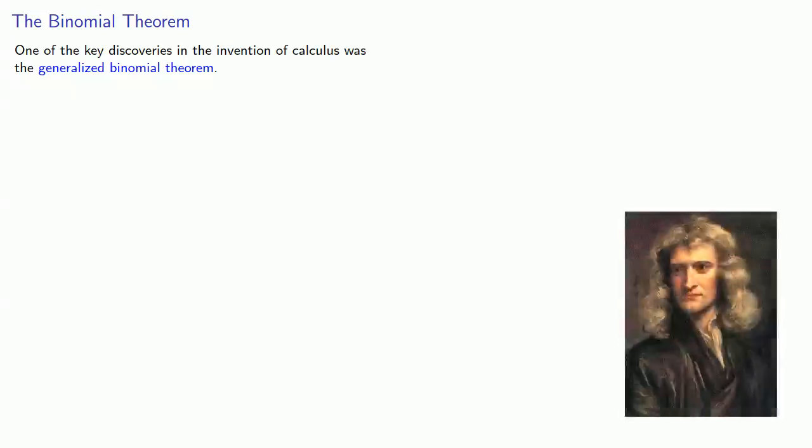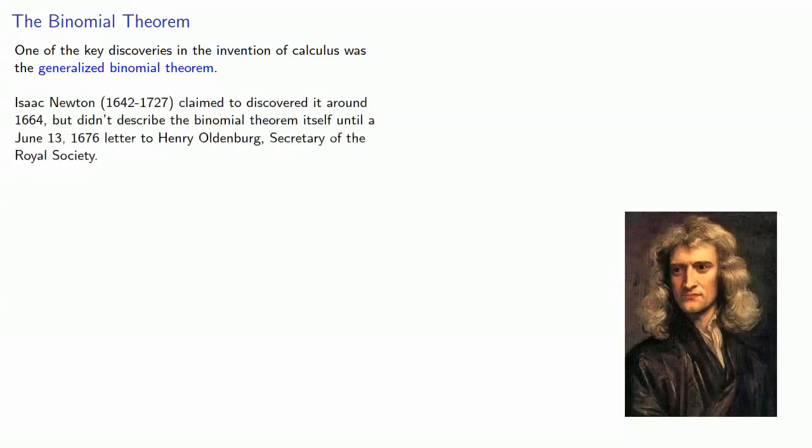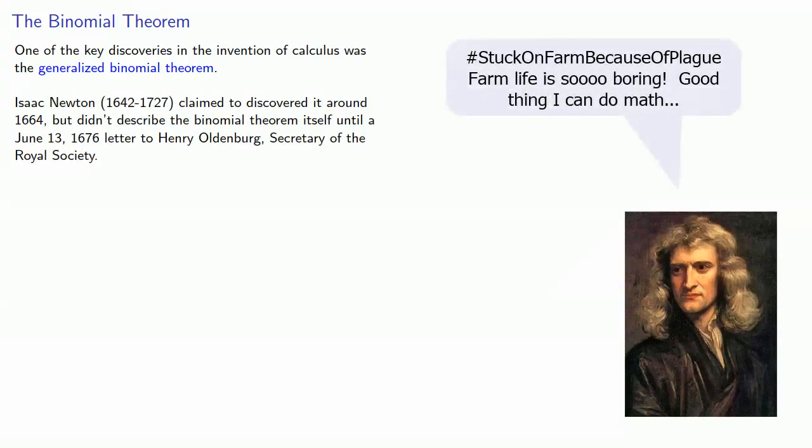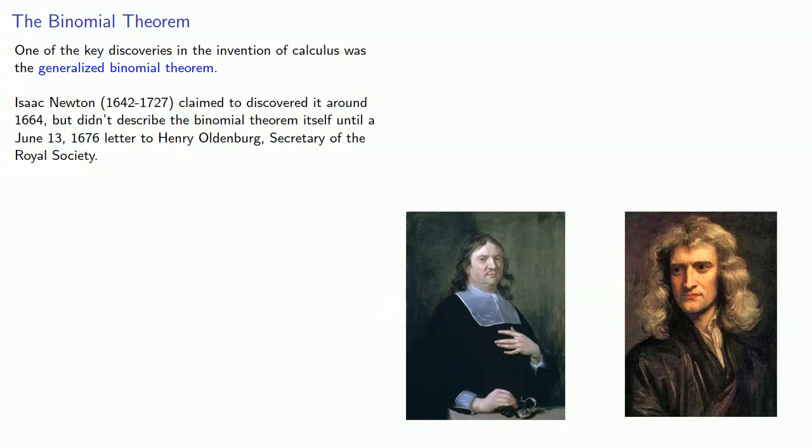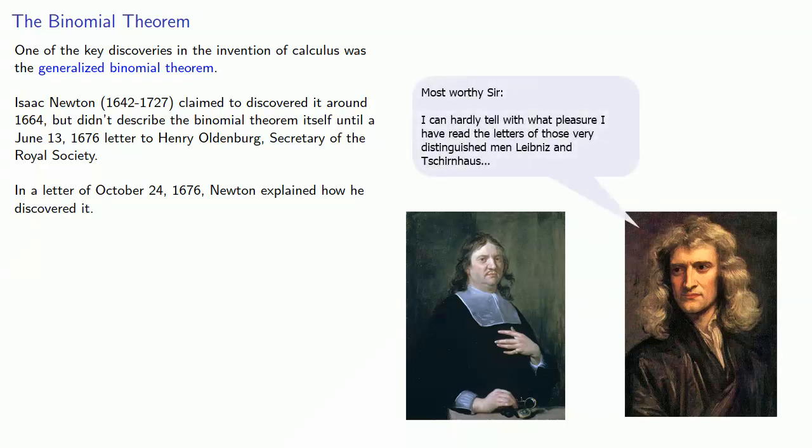One of the key discoveries in the invention of calculus was the generalized binomial theorem. Isaac Newton claimed to have discovered it around 1664, but didn't describe the binomial theorem itself until a June 13, 1676 letter to Henry Oldenburg, Secretary of the Royal Society. And in a letter of October 24, 1676, Newton explained how he discovered it.